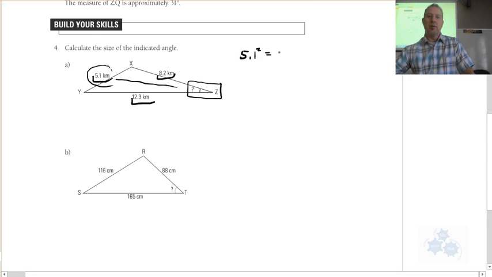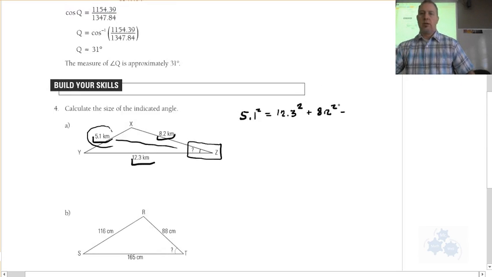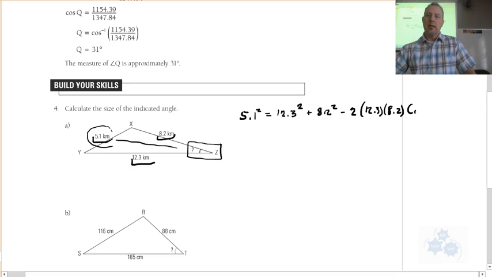So 5.1 squared equals, you just keep going with your memorized law: 12.3 squared plus 8.2 squared minus 2 times 12.3 times 8.2 times cos of Z. Okay, let me know if you're having any problems here so far with this.